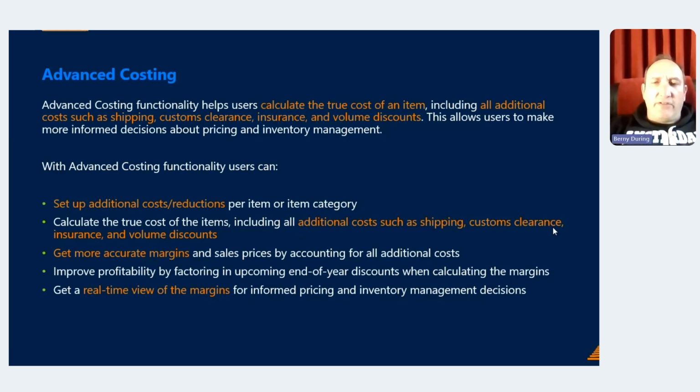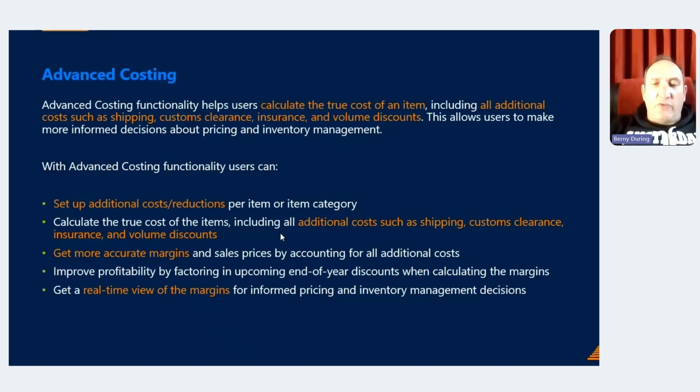You can also calculate the true costs of items based on any additional shipping, customs clearance, volume discounts, etc. And you can do those calculations before you actually start buying the items, which gives you more accurate margins. So if you've got a better indication of what your costs are actually going to be, it'll give you much better margins at the time of actually making the sale, giving the salesperson a better idea of what type of margins he's actually selling the items at.